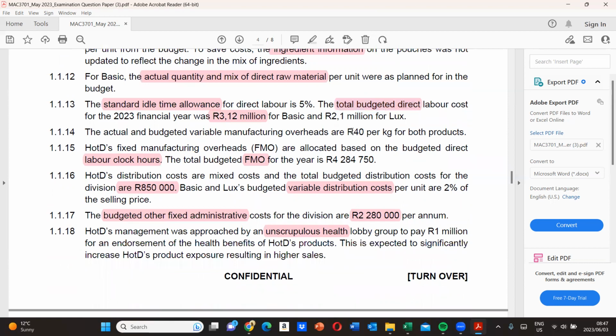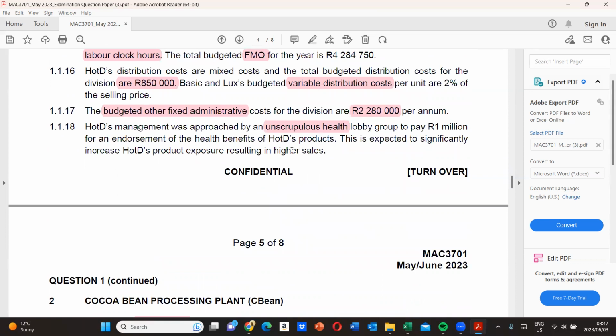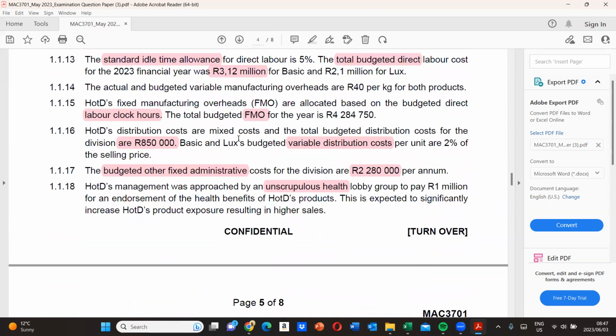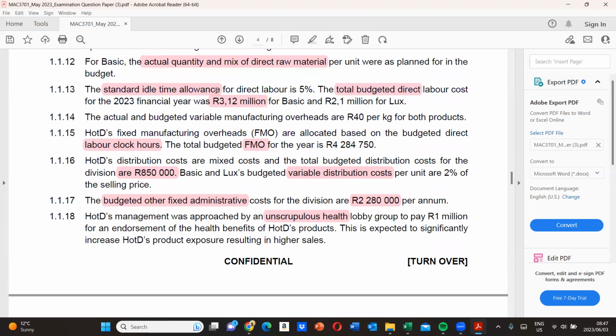So they gave us the labor cost. We run through, so that's basically the end of our information. So let's now do the calculation to see what is going on. We are told under 1.13, just like how Leonora highlighted, that the total budgeted labor cost for 2023 was 3.12 million for basic and 2.1 million for luxury. But this is labor cost. We want labor hours.